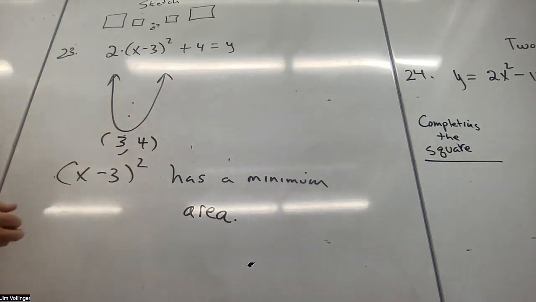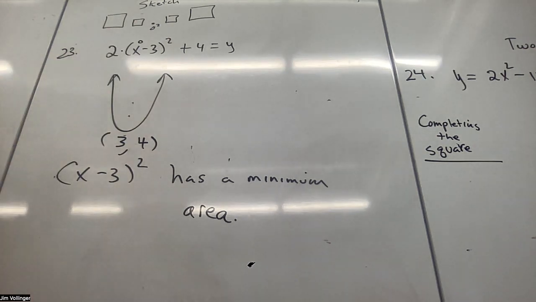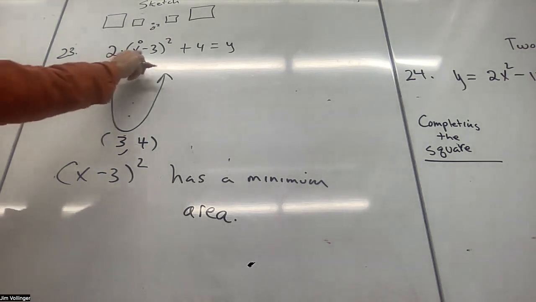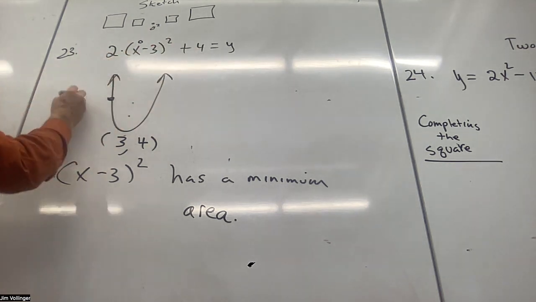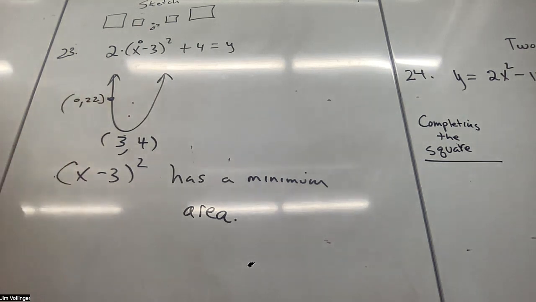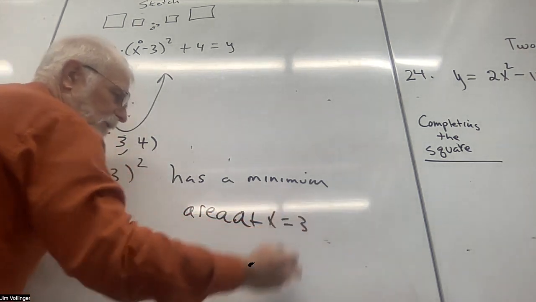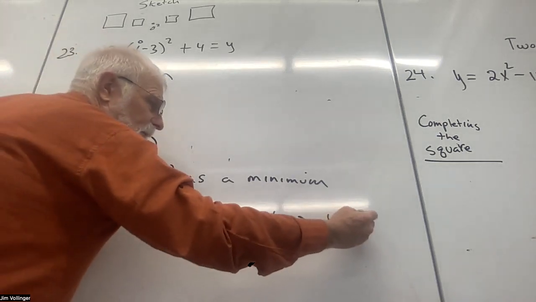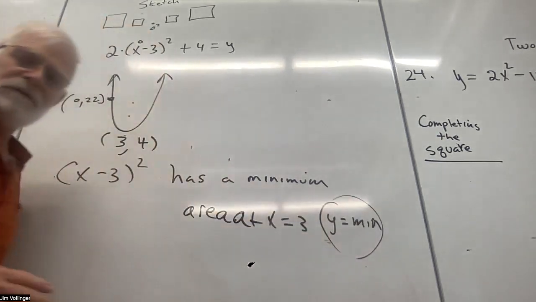And then all I have to do is plug a 0 in to get the y-intercept. I think it's important to have this curve go through the proper place on the y-axis. And that gets me 9 times 2, 18, plus 4 is 22. 0 gets you 22. There you go. It's graphed. So x -3 squared has a minimum area at x equals 3. And the y value is the minimum area. So if I ask for a minimum, I'm looking for a y value.